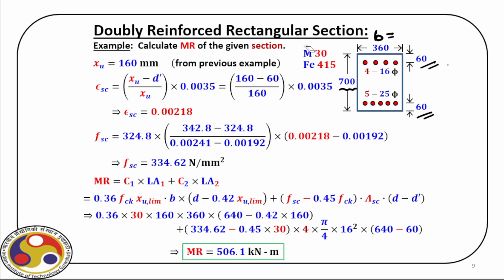Now, for this combination, what we had in the previous example, we used the XU that we have already solved, and the approximate location of the neutral axis is 160 millimeter from the top. We can actually continue the iterative procedure that we discussed earlier to get an exact value, but let us carry on with this value and see how we can calculate the moment of resistance of the section. So from this XU, the first thing we do is find the strain in the compression steel, using again the same formula, which gives a strain of 0.00218.